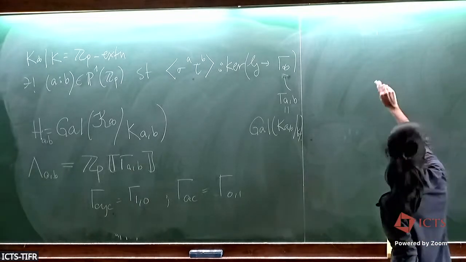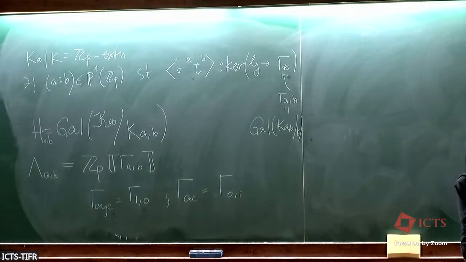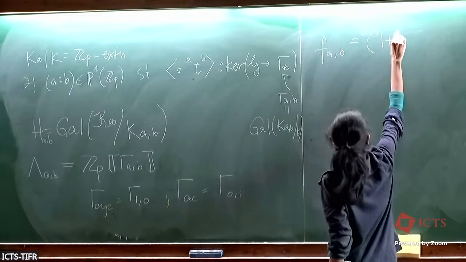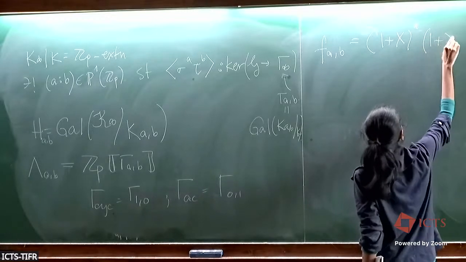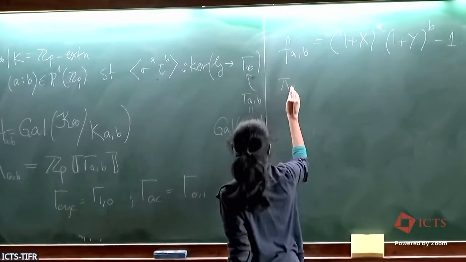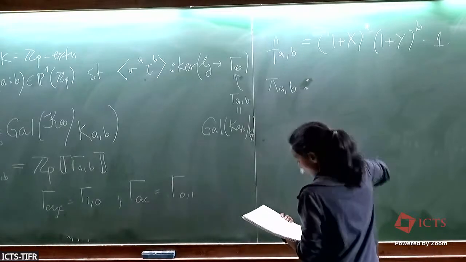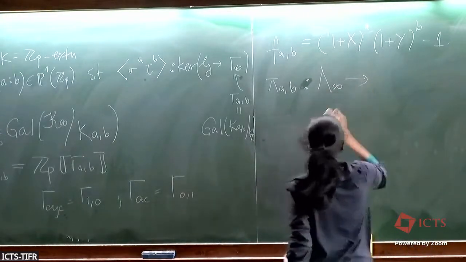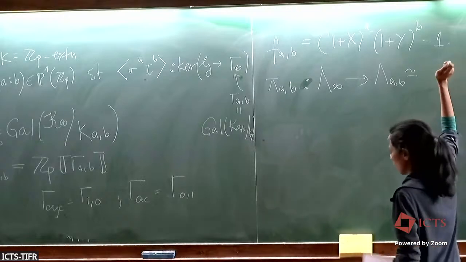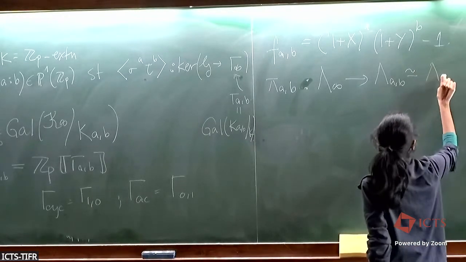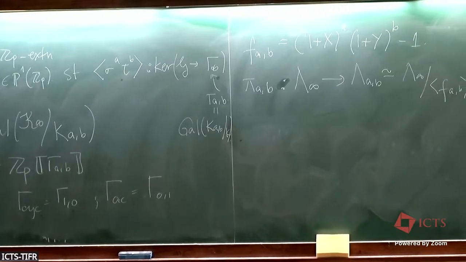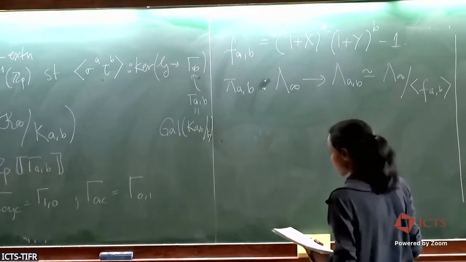And maybe a couple more small notations that will show up when I start writing. Let F_{a,b} be (1 plus x) to the a, (1 plus y) to the b, minus 1. And I'll have a projection map, which is going to be the map that goes from Lambda infinity to Lambda_{a,b}, which you can identify as follows. I'm going to leave this notation up on the board so that I don't have to repeat what these are.